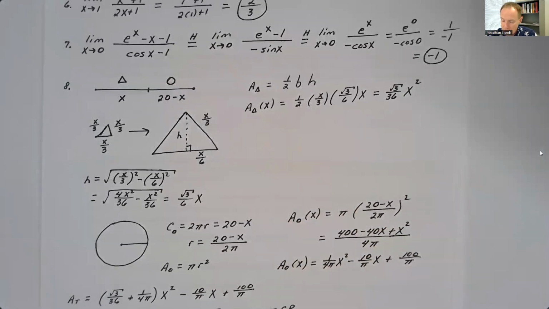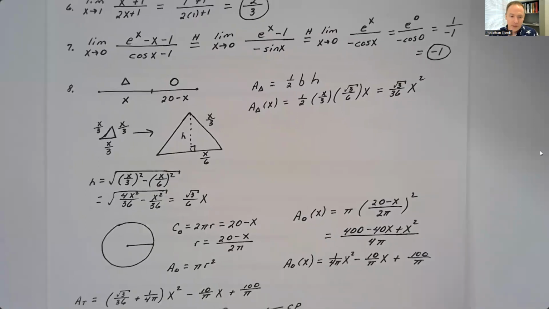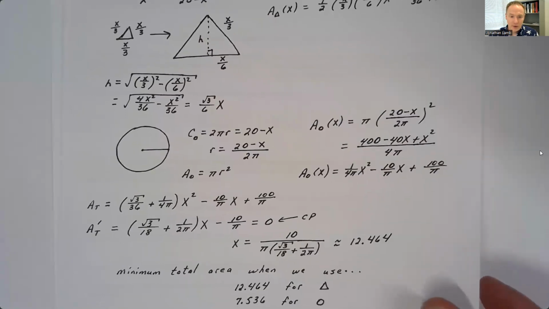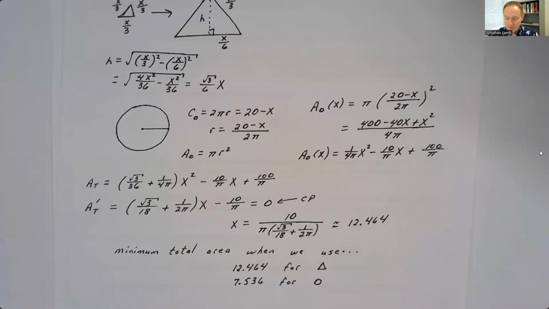So I get the square root of 3 over 36 x squared. That is the formula for the area of the triangle. But now we're trying to find a formula for the total area of both objects so that we can minimize that total area formula. Okay, so down here is where I thought about the circle.